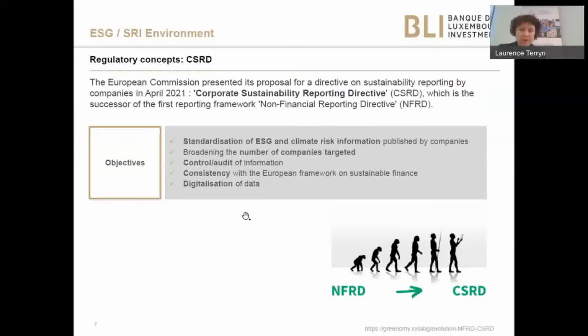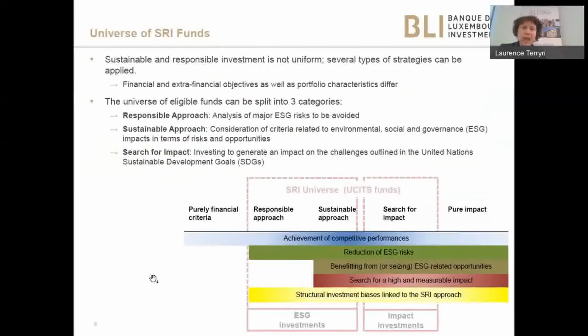Of course, we are going with some involvement towards digitalization, as you can see on the image below. For that, I have done a broad view of the regulation context. I will go now more in depth in the universe of SRI fund.